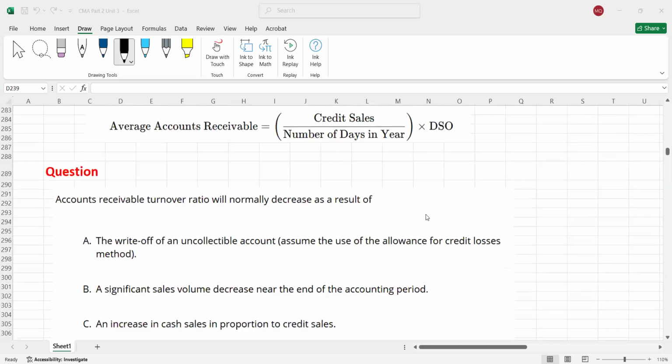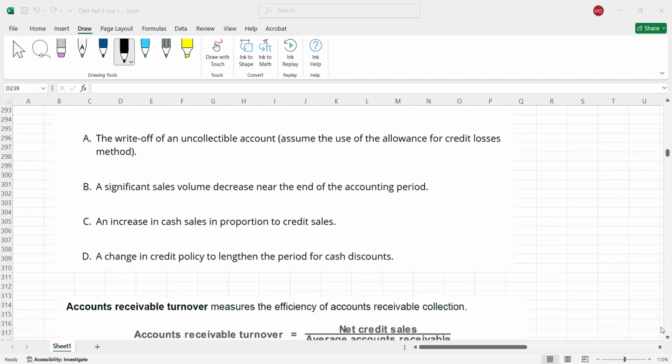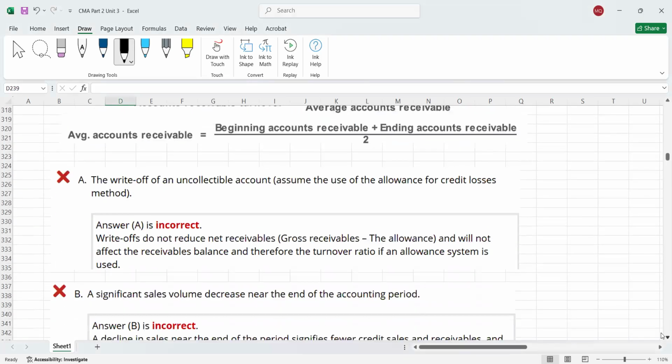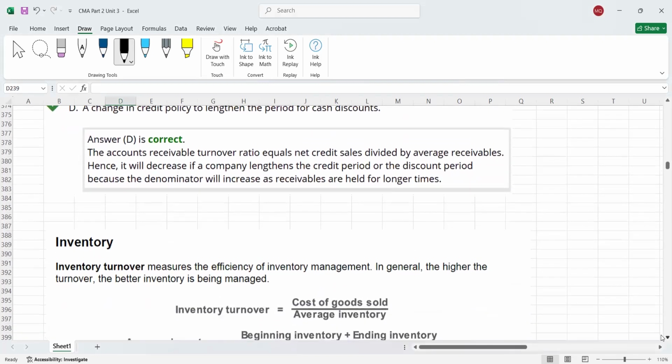Now guys, we got other questions also, but these kind of similar questions will be there in your exam. Just practice. Questions are available in this sheet, plus you should practice questions from software. So now I'll move to the next ratio, guys. That's the inventory ratio.